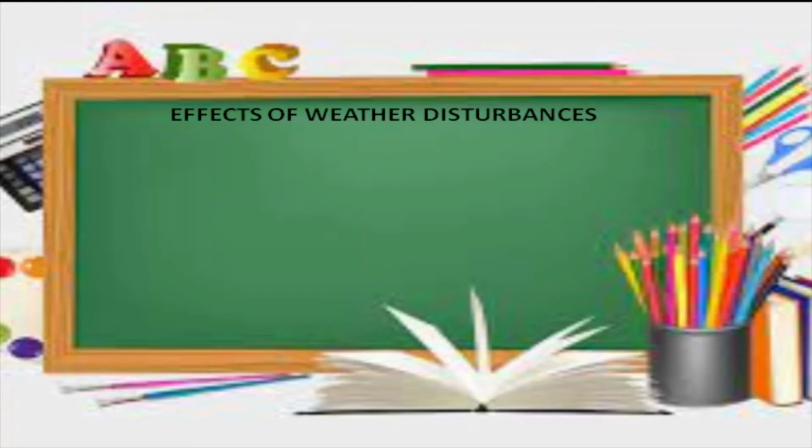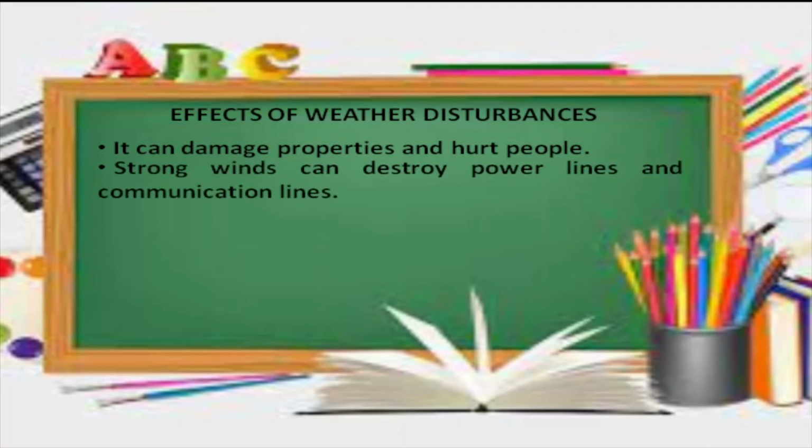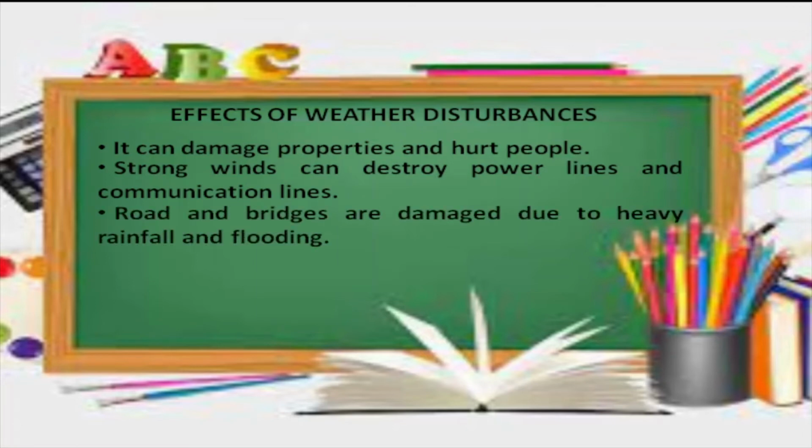What are the effects of weather disturbances? First, it can damage properties and hurt people or even kill people. Second, strong winds can destroy power lines and communication lines. Third, roads and bridges are damaged due to heavy rainfall and flooding.